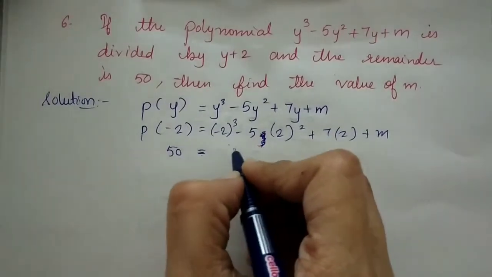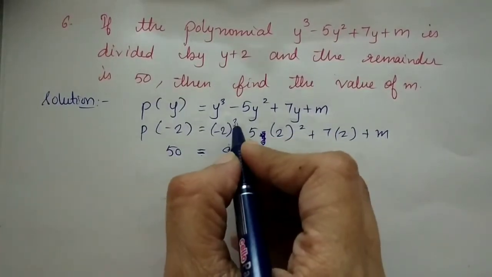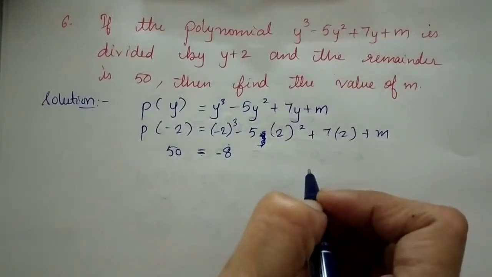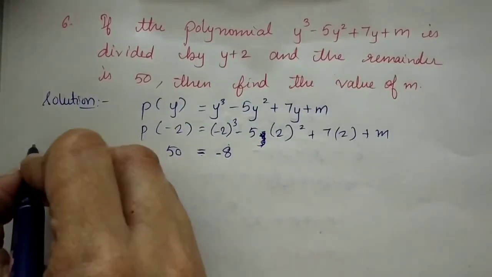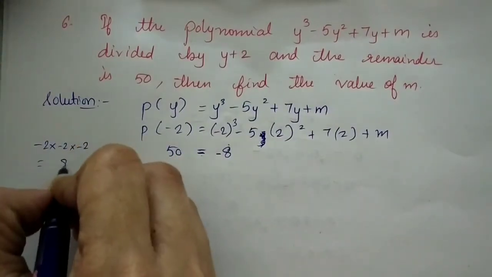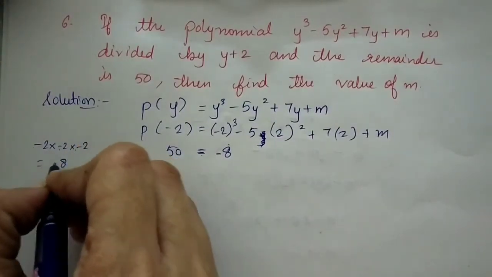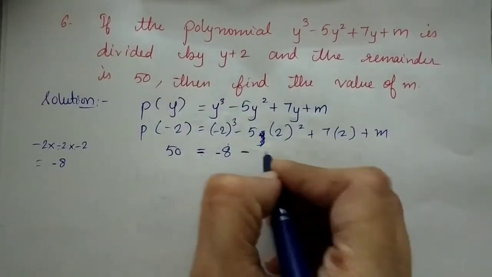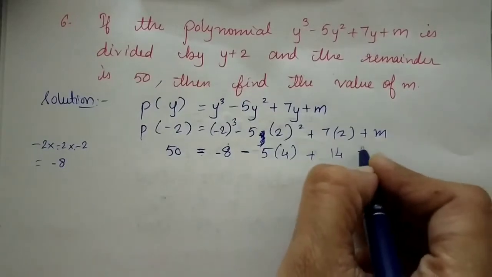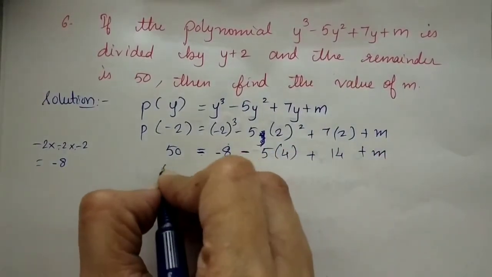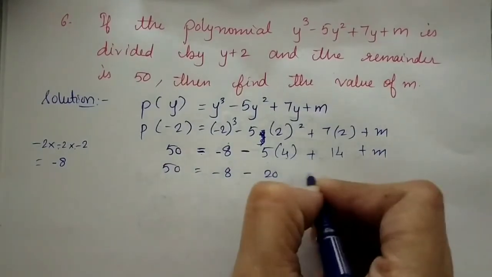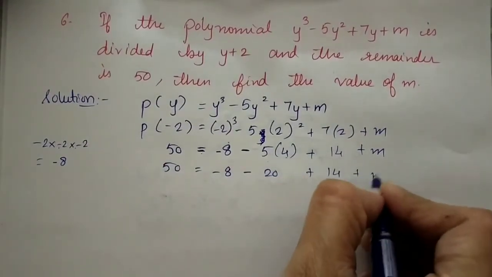Now what will be the cube of 2? It will be 8, and this is an odd power, so this will become minus. If you don't understand, you can do it like this: minus 2 into minus 2 into minus 2. 2 2s are 4, 4 2s are 8. Minus into minus is plus, plus into minus is minus. So minus 8. Now here 5, square of 2 will be 4, plus 7 2s are 14, plus m. So 50 is equal to minus 8, minus 5 4s are 20, plus 14 plus m.